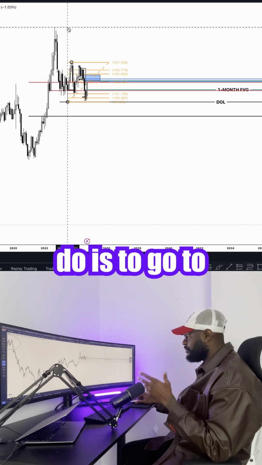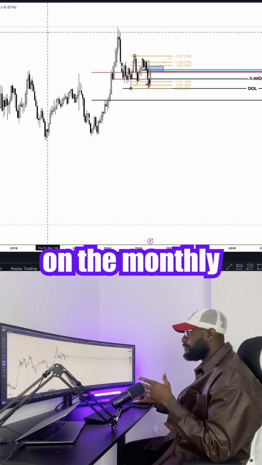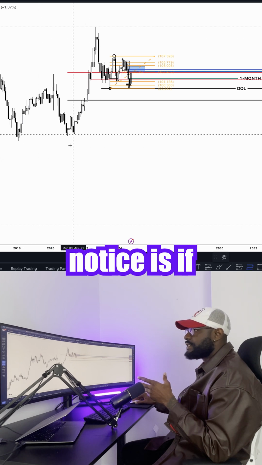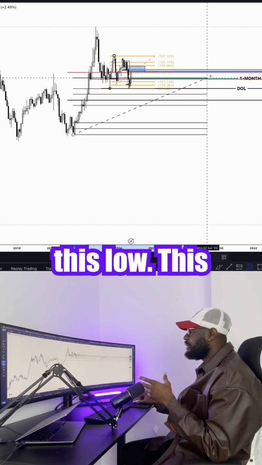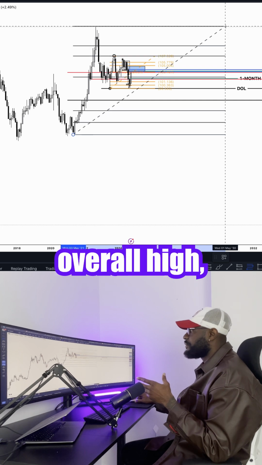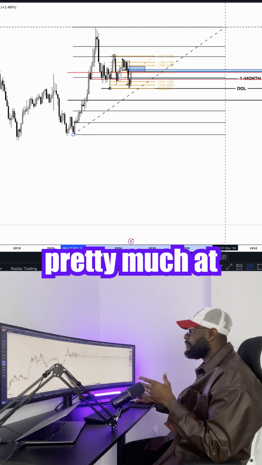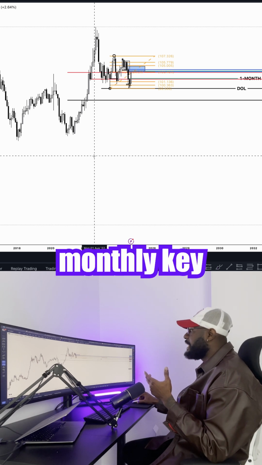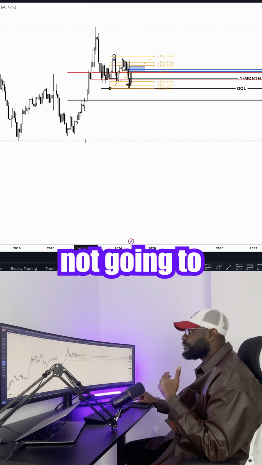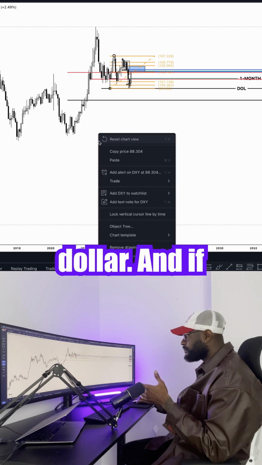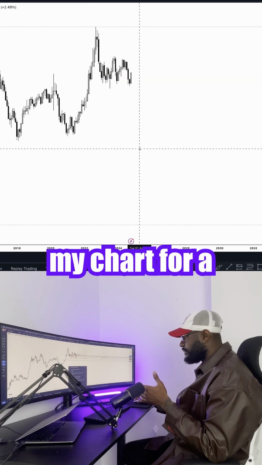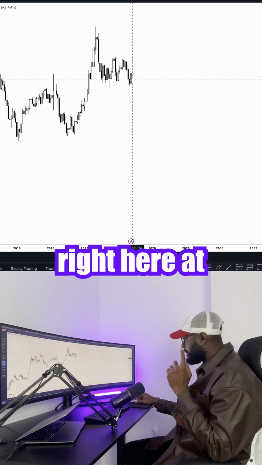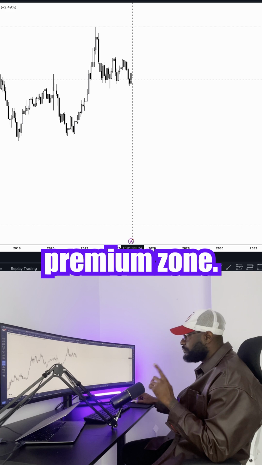The next thing I do is go to the monthly time frame. On the monthly time frame, there's not really so much to work with. But the first thing to notice is if we use the Fibonacci from this overall low to this overall high, you can see we're pretty much at a premium zone. If we're at a premium zone within the monthly key levels, I'm not going to be looking for a buy for the dollar. And if I remove everything on my chart for a second, you can also see we have this monthly inefficiency resting right here at a monthly premium zone.